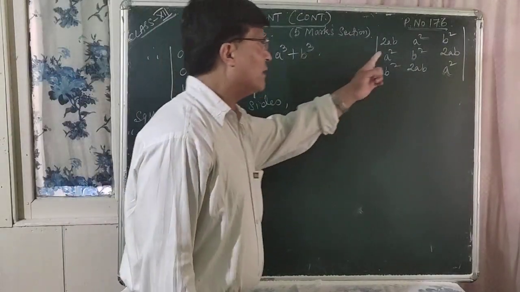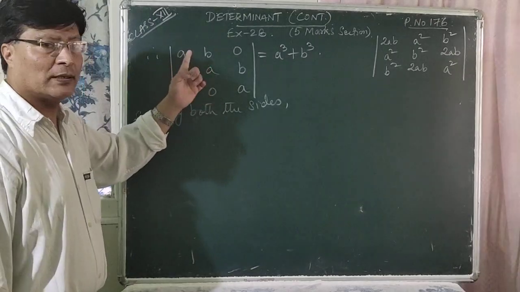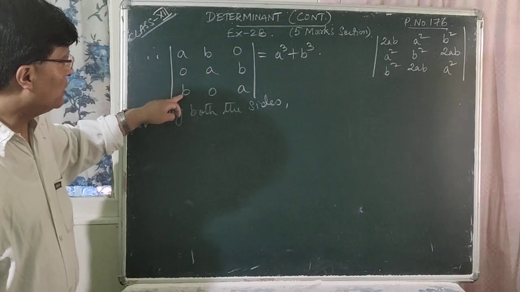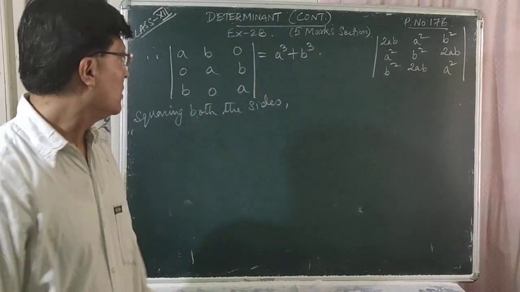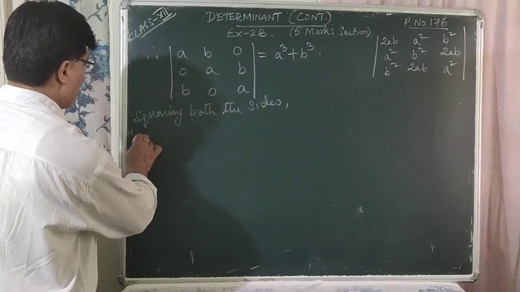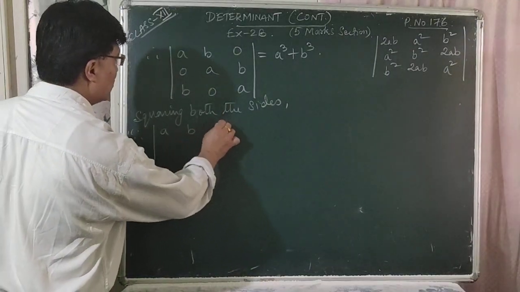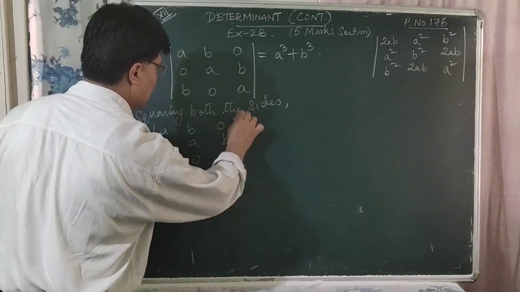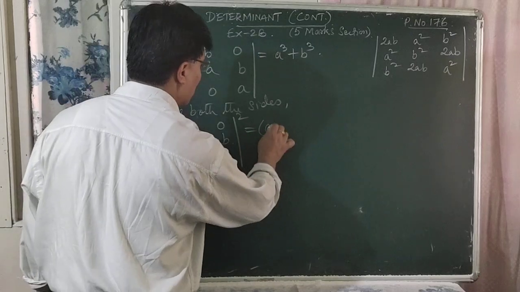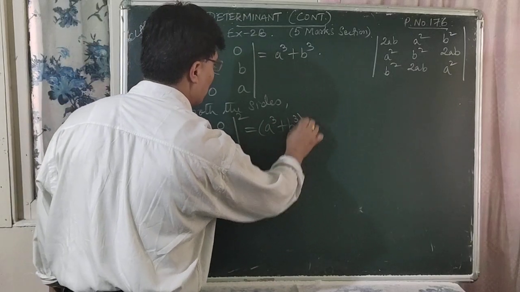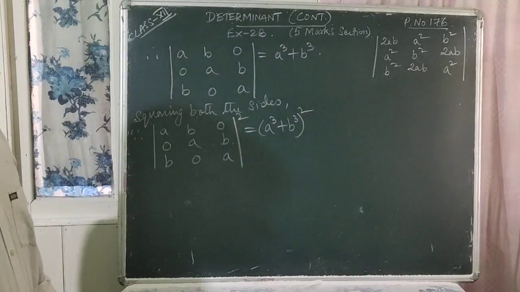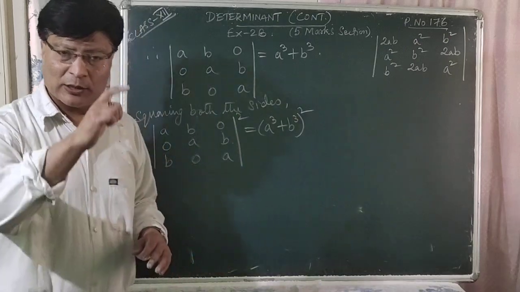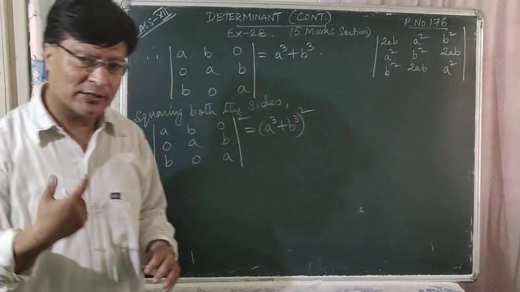So let us find out the value of this determinant using this LHS is equal to RHS. That is the determinant AB0, 0AB, B0A is equal to A cube plus B cube, right? Let us square both the sides. So it is AB0, 0AB, B0A, whole square is equal to A cube plus B cube whole square. So let us simplify this left hand side, keeping the right hand side as it is. So in this case, the right hand side remains the same.